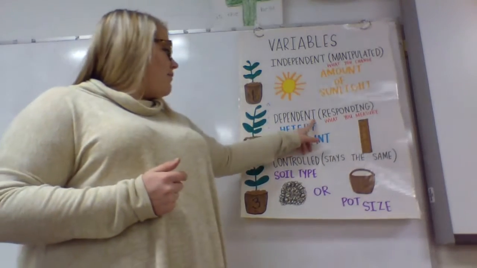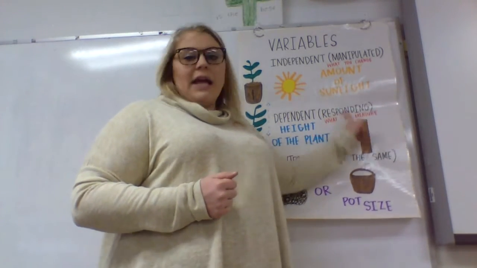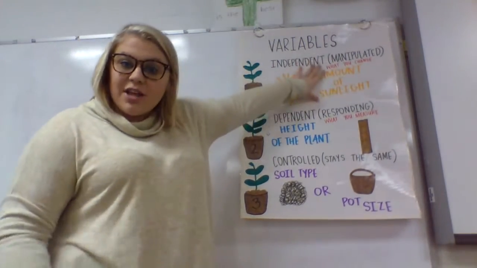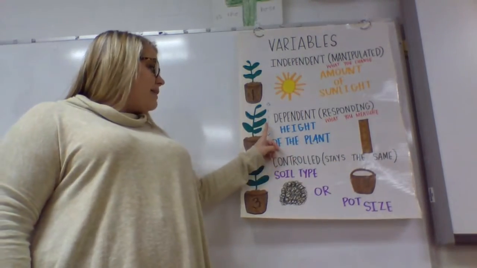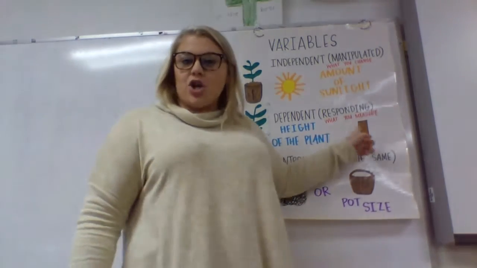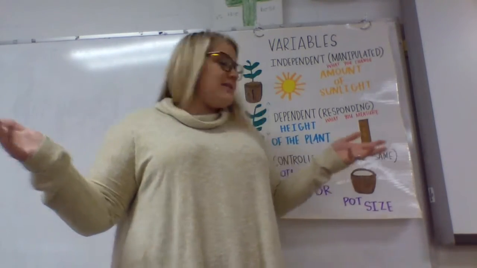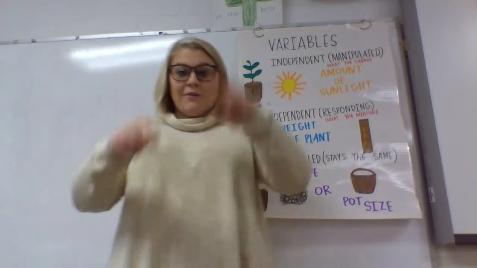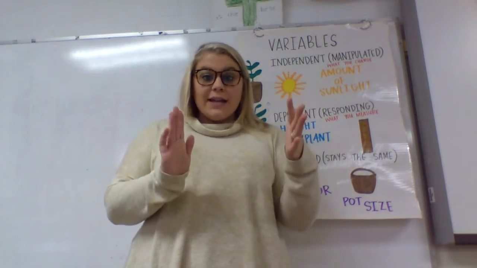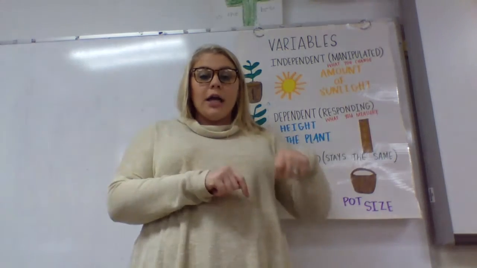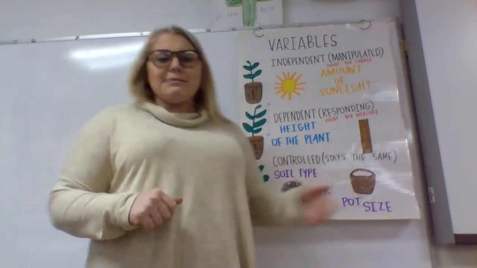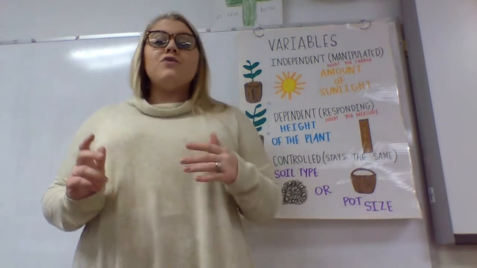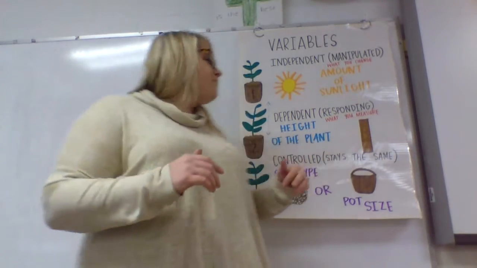The dependent variable is the responding. It's what you measure. So my independent variable, I know that I change the amount of sunlight. My dependent variable is what I'm going to measure. How will I know what it's affecting? So on this, I might measure the height of the plant. So I've got one in direct sunlight, one that gets sun half the day, and one in complete dark. My dependent variable is going to be how are those plants growing? At the end of a week, how tall are they? At the end of 2 weeks, how tall are they?